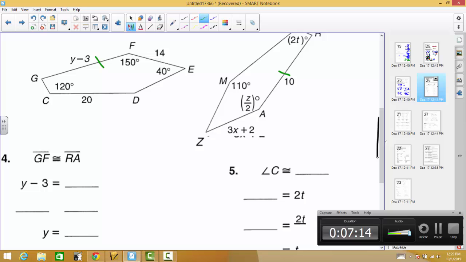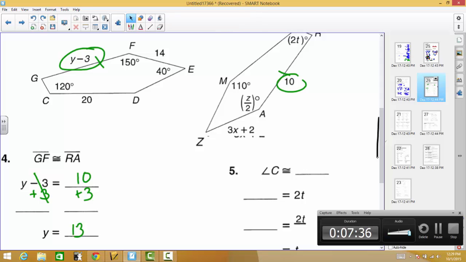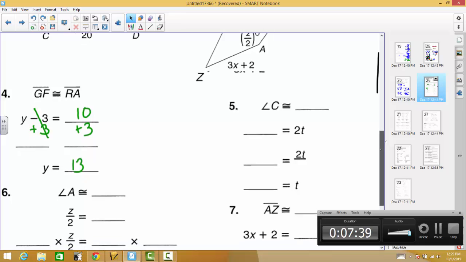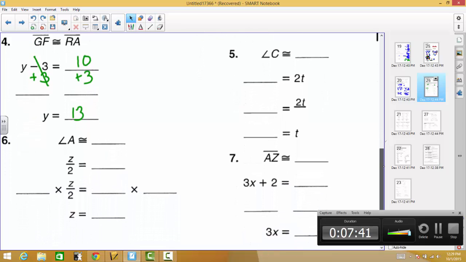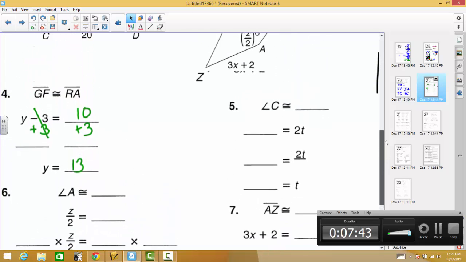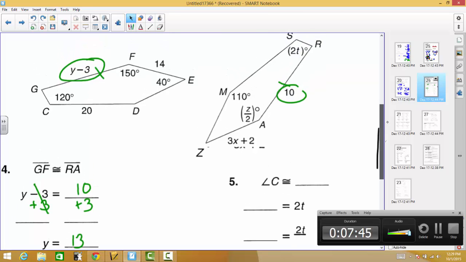So now I know that y minus 3, because that's this right here, has to be equal to 10. If you solve for y by undoing order of operations, so you're undoing this minus 3 by adding 3, then y is equal to 13. And then it says angle A, so I'm going to go right back up here.